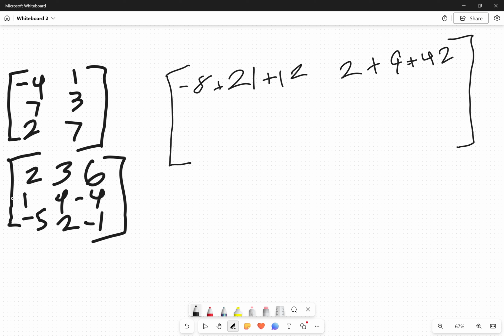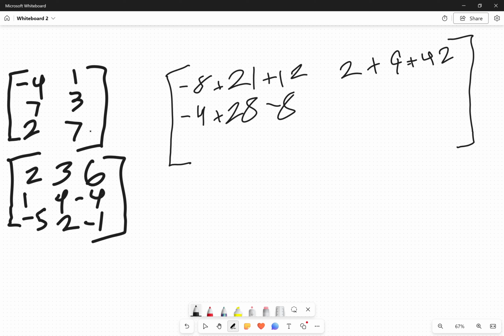Next, we move on to our second row. Now, this second row right here, we have to move back to the first column. So just because we're in the second row doesn't mean anything. We got to restart back at this first column. We go 1 times -4. We get -4. And then we go 4 times 7, right? That's 28. And then we go -4 times 2. It's -8.